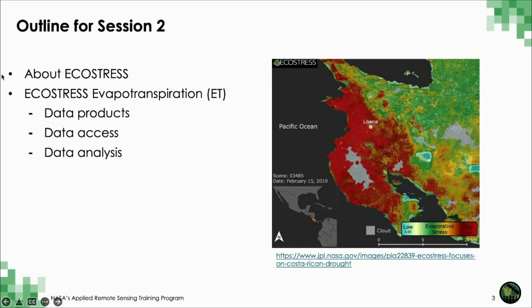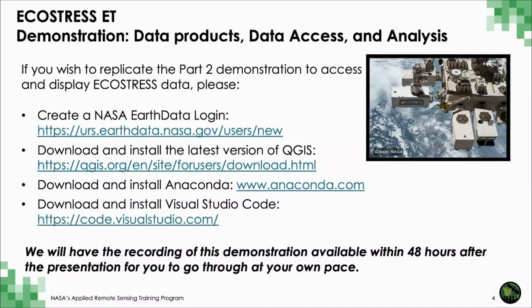So we'll start with a very brief introduction of ECOSTRESS today, and then Gregory Halvorsen will have the demonstration of data products and analysis. Just to make one point of clarification: if you wish to replicate the demonstration that you will see from Gregory Halvorsen, these are the steps required. You need to create a NASA Earth Data login as a new user if you are not already a registered user, and that is required to download data. Then download and install the latest version of QGIS. Download and install Anaconda, and download and install Visual Studio Code. So these are the links.